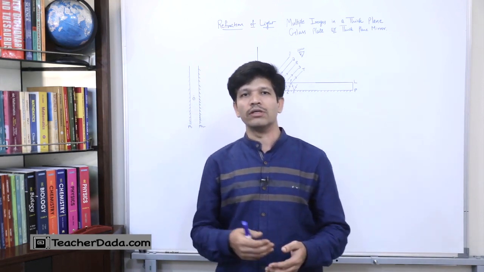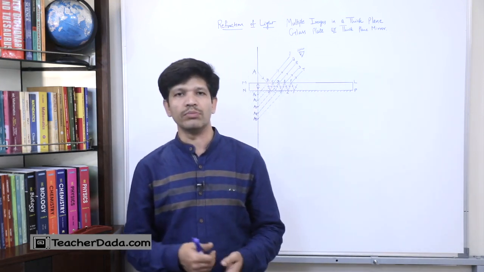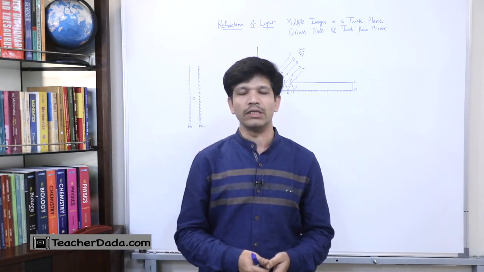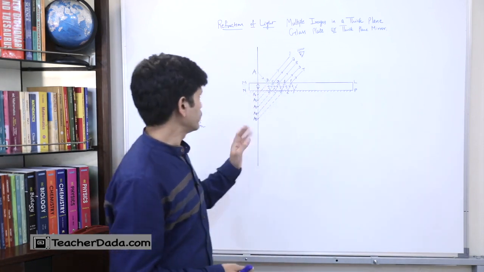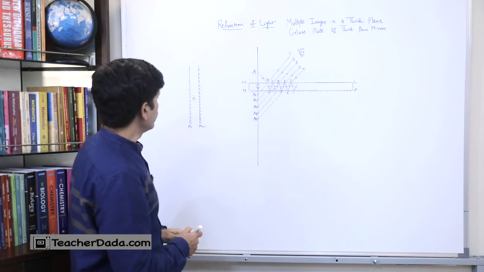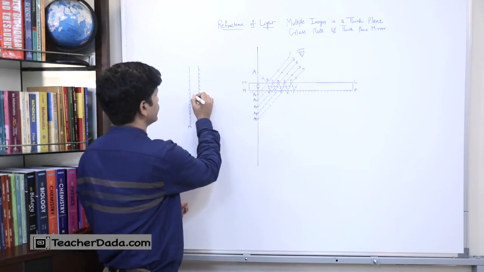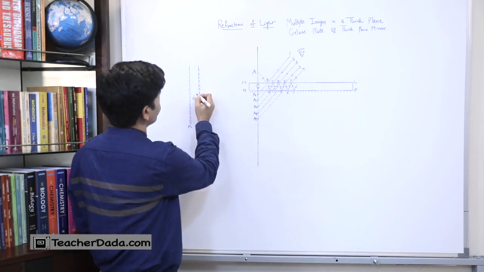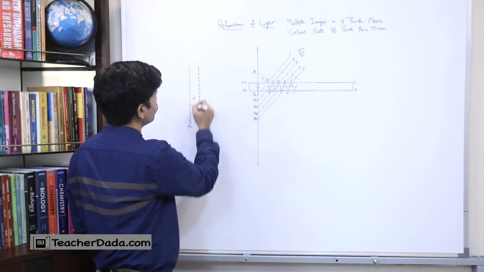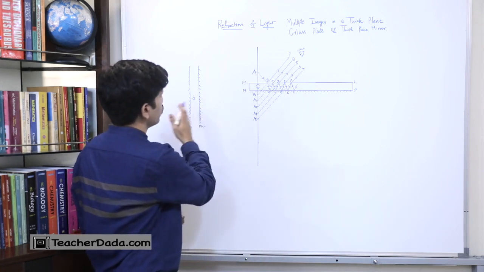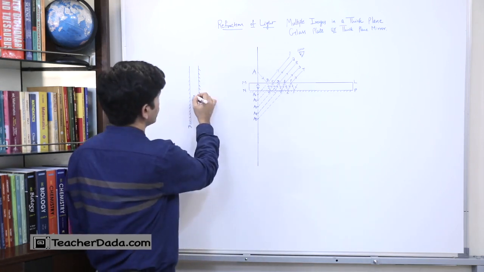So now let us understand more about multiple images in a thick glass plate or a thick plane mirror through this concept. Suppose there are two plane mirrors, M1 and M2, and we have the object in between like this. So where will the image be formed? These are two plane mirrors which are parallel to each other and facing opposite to each other, and the object is kept in between.